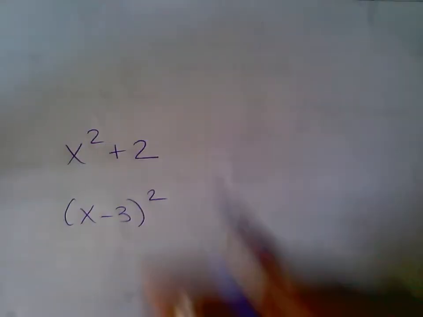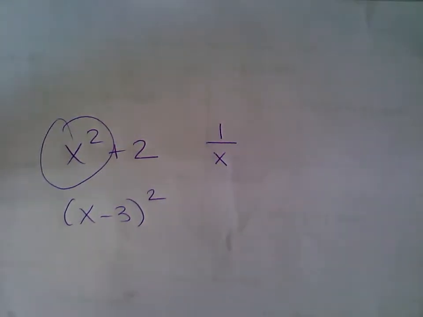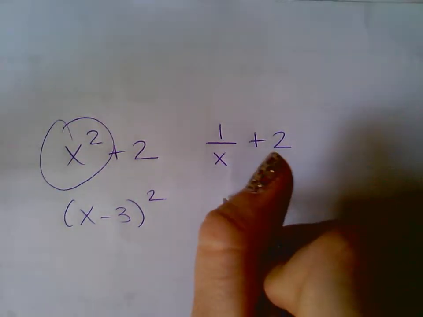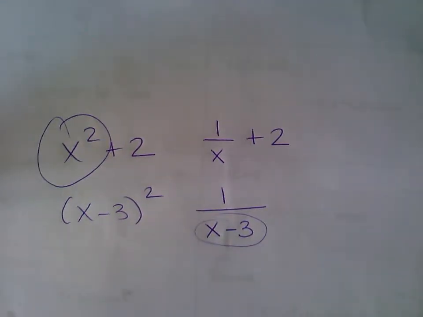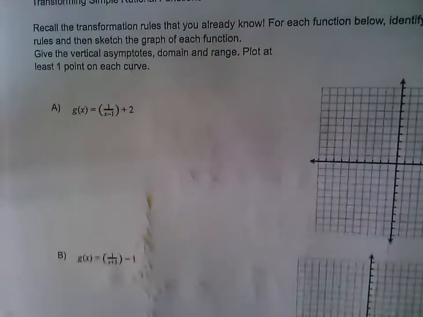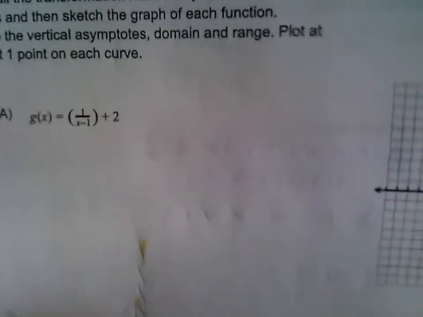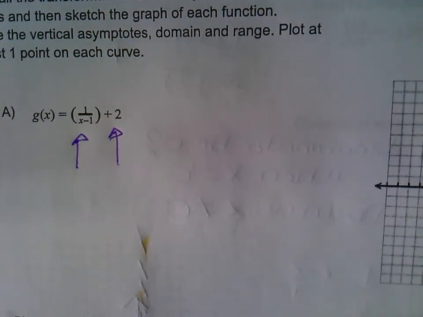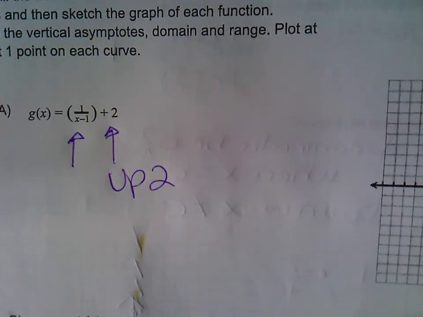So I can replace x squared with any function I want. My function right now is 1 over x. If I add 2, it's going to shift everything up. If I have 1 over x minus 3, now see how that x minus 3 is in the bottom? It's going to shift everything to the right. So on this page, we are trying to identify the transformation rules. What two things have happened to this function? Up 2, and what else? Right 1.